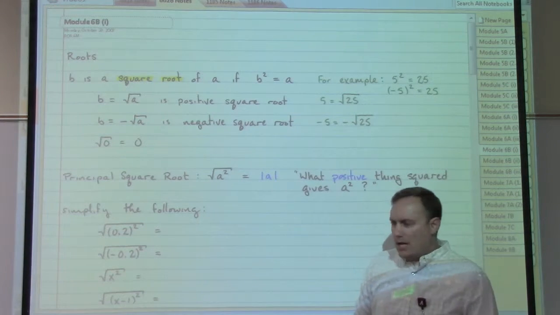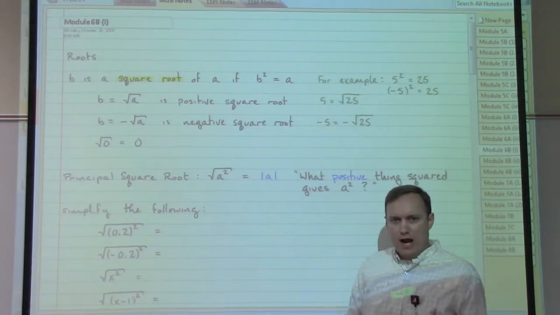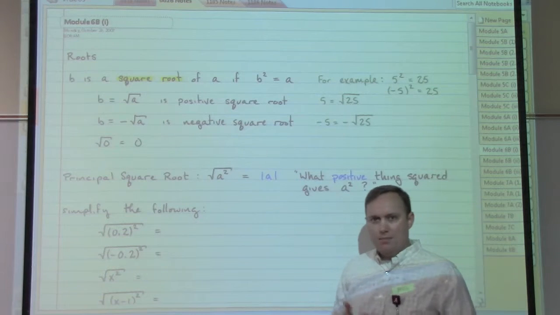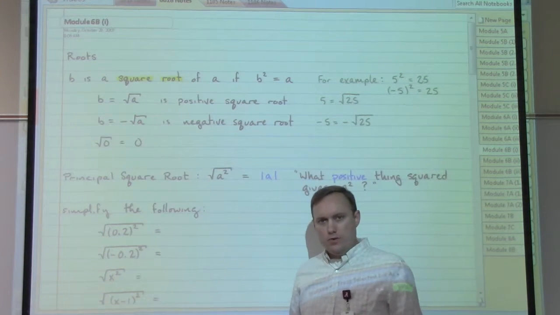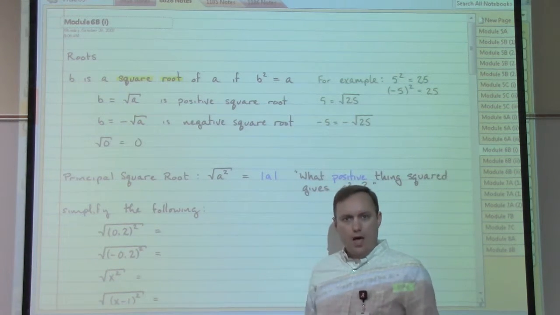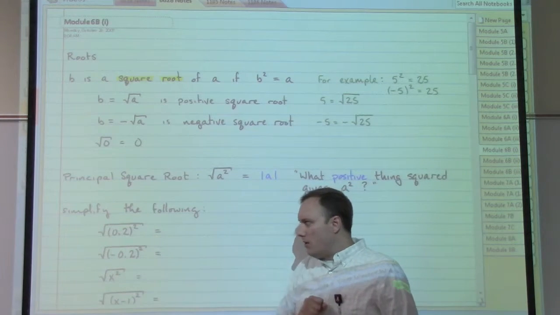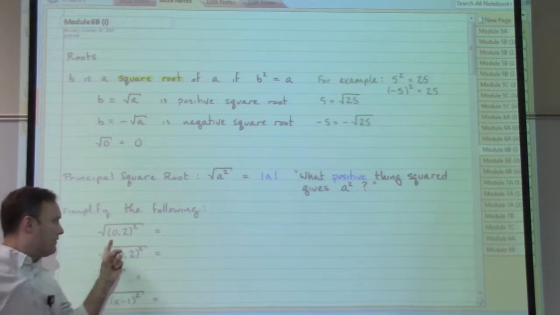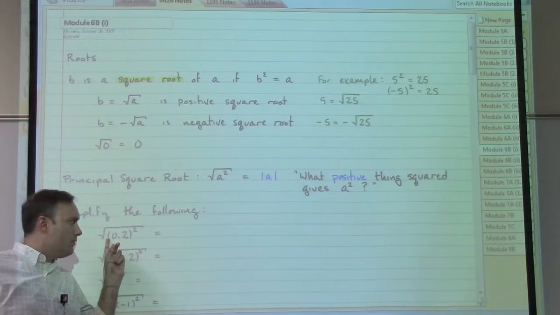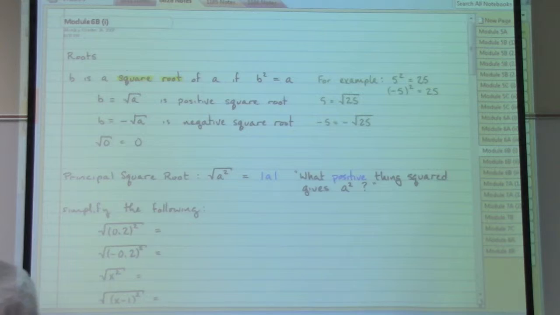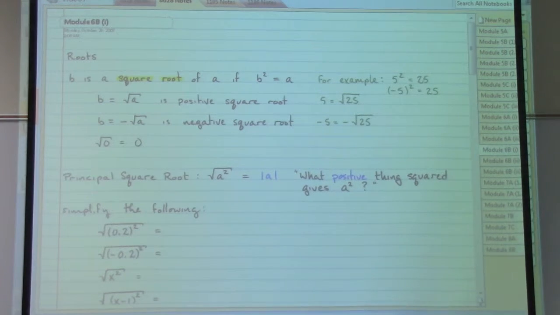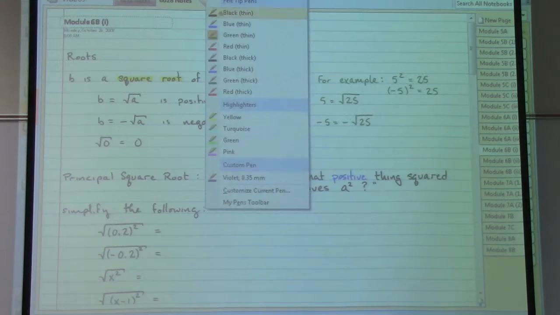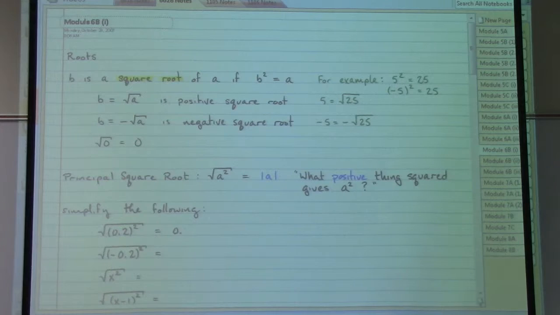So let's look at some examples where we have this nice kind of interaction. The square root and the power of 2 are undoing the effects of one another. They're unlocking each other, and so the only thing we have to worry about is whether our answer is positive. In this first example, the square root and the power of 2 unlock each other. What do we square in order to get 0.2 squared? Well, very directly, we get 0.2.